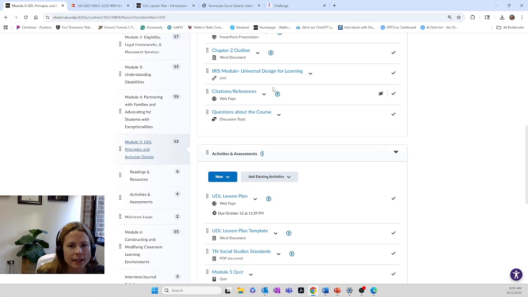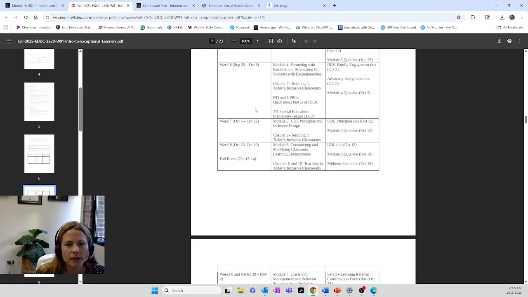But before we get into going over Module 5, I really want to talk about our calendar so we can look ahead at what the expectations are and where you should be in the semester as of now. So if we look, we're in week October 6th to the 12th. So working in Module 5, we're doing Universal Design for Learning Principles and Inclusive Design. You will have your module quiz, and then you will have your assignment this week, which I will go over. We're working in Chapter 2.